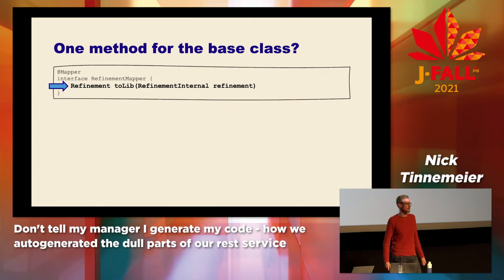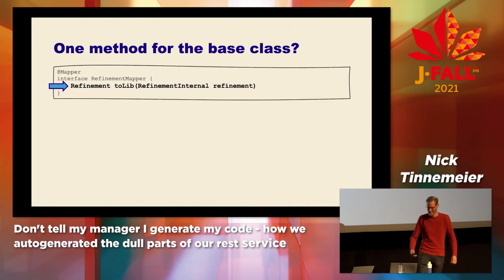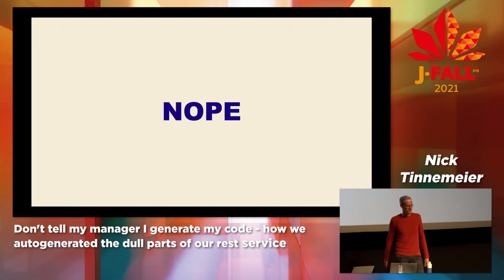Can we do something like this? So we only tell MapStruct that we want to have a refinement to library refinement, and it figures out how to map all those subclasses. Who thinks this works? Raise your hand. Oh, not many people have faith in MapStruct, or you all fell asleep. Well, the few were right, it doesn't work.